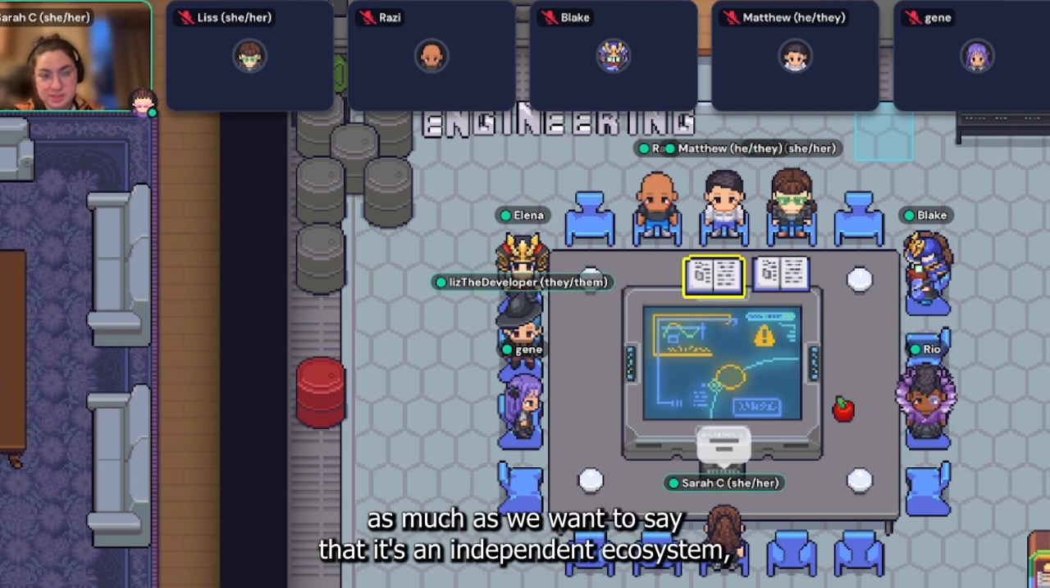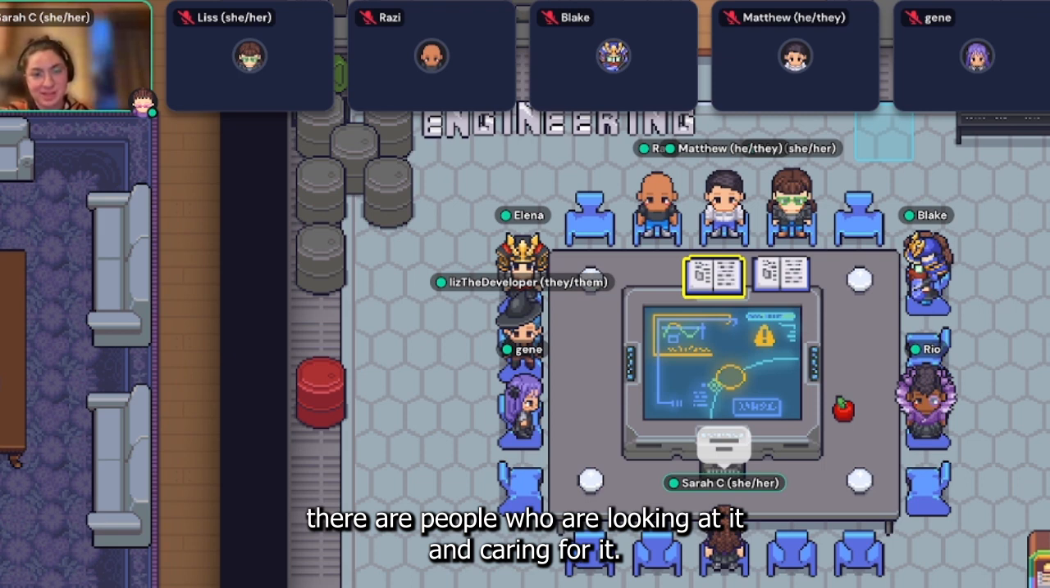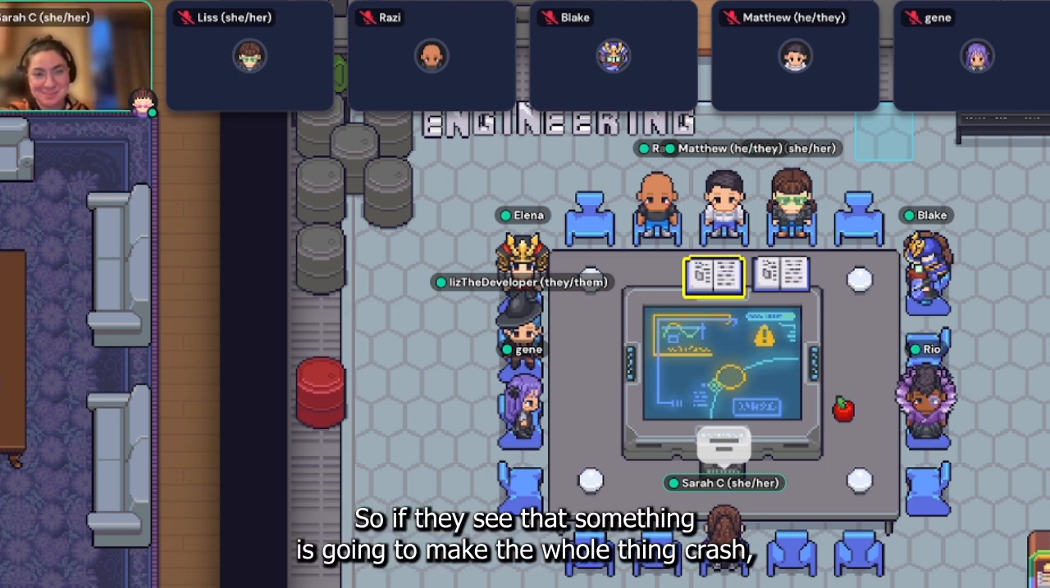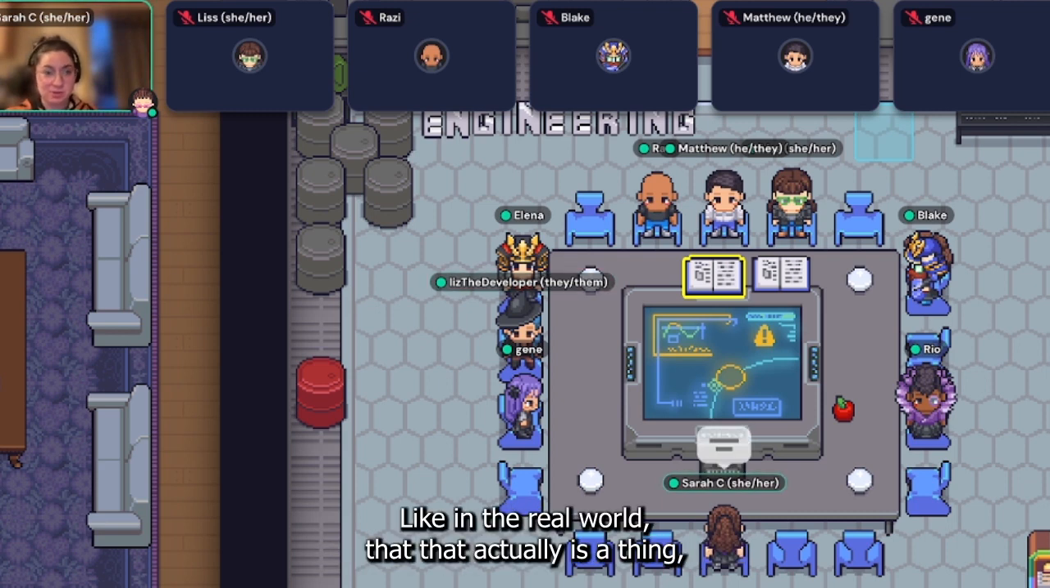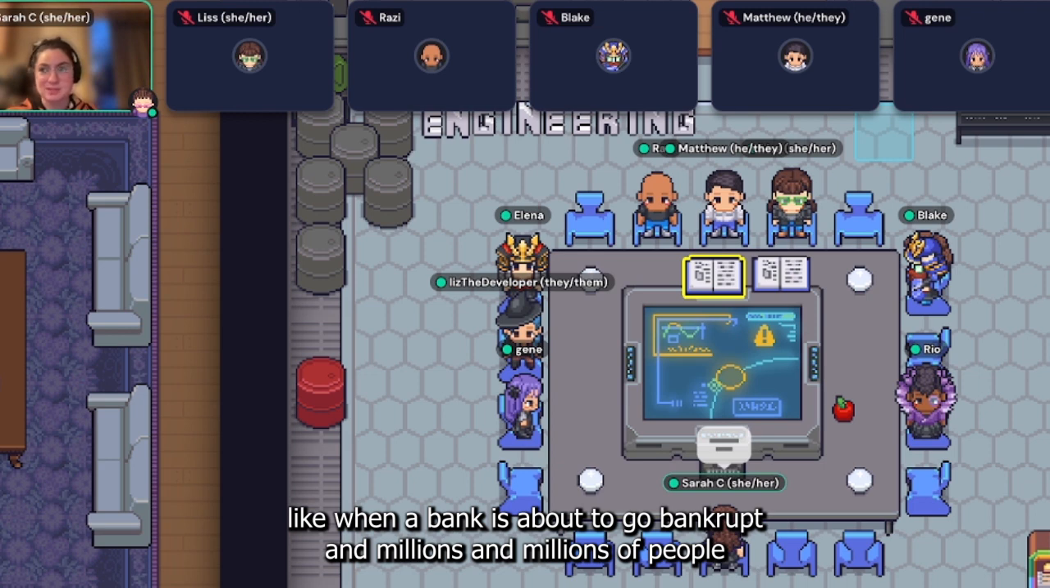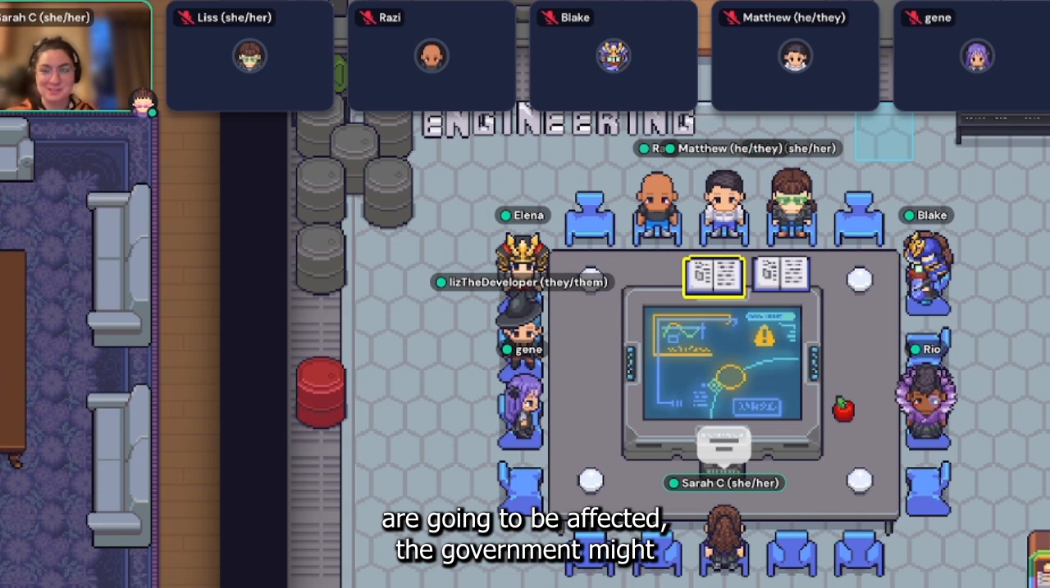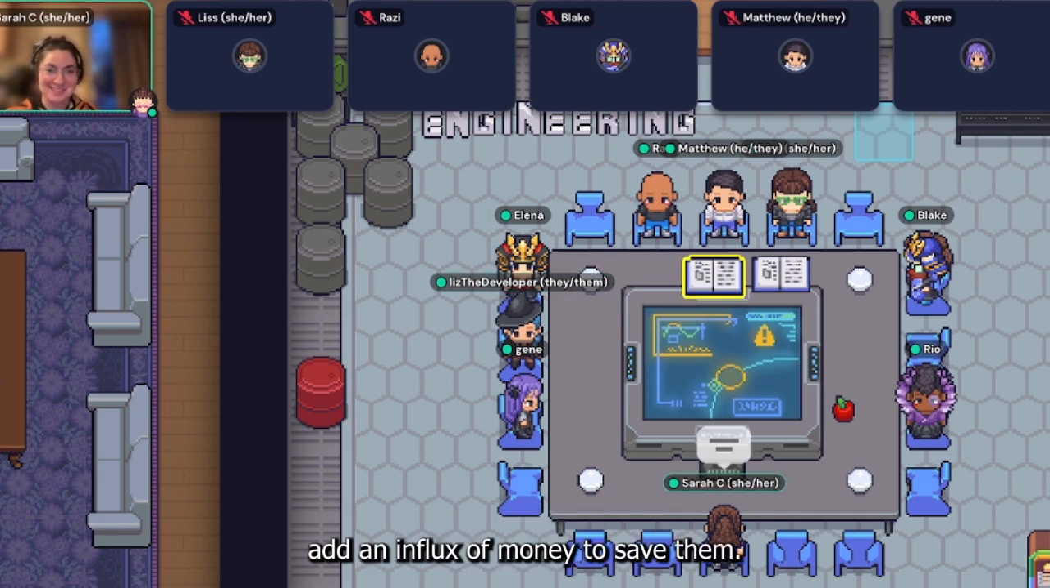Well, as much as we want to say that it's an independent ecosystem, there are people who are looking at it and caring for it. So if they see that something is going to make the whole thing crash, they might have an influx of a needed resource. Right. In the real world, that actually is a thing. When a bank is about to go bankrupt and millions and millions of people are going to be affected, the government might add an influx of money to save them.